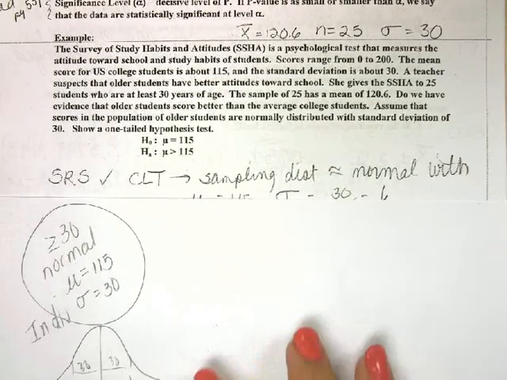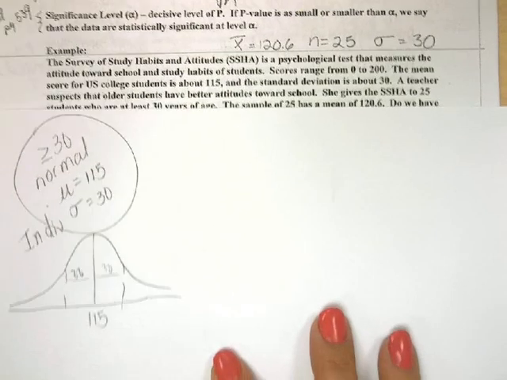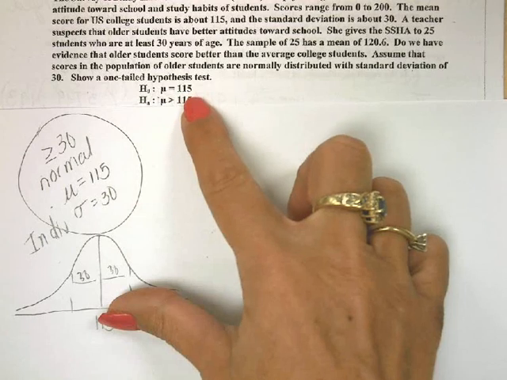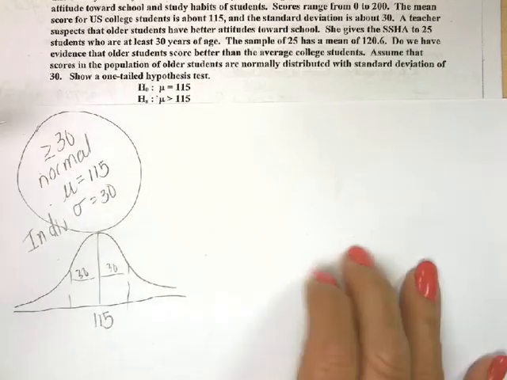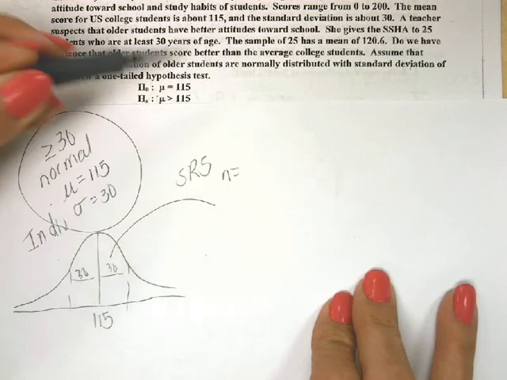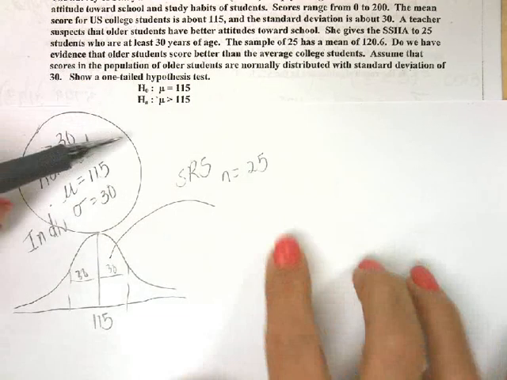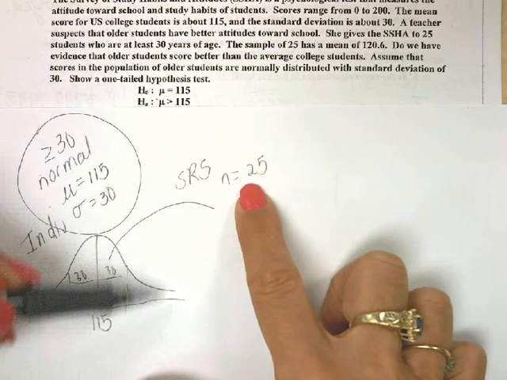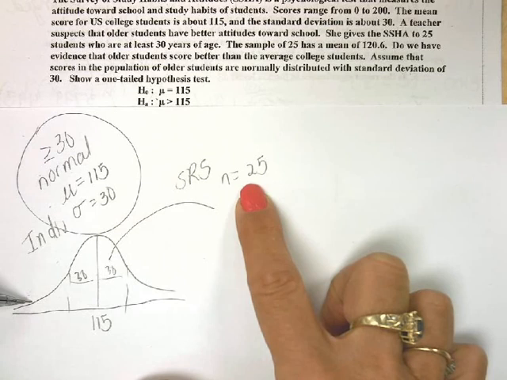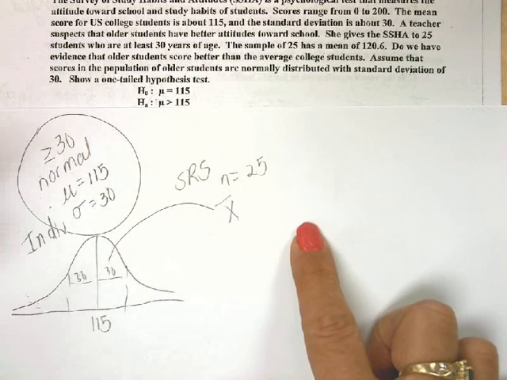So what we should think of is, if the mean is really 115, so again, that's our null hypothesis or the value we're assuming, and we take simple random samples of size 25, that's a big enough sample size based on this population being normal. And actually, even if this population wasn't normal, our sampling distribution of X bars would be pretty close to normal based on the central limit theorem.